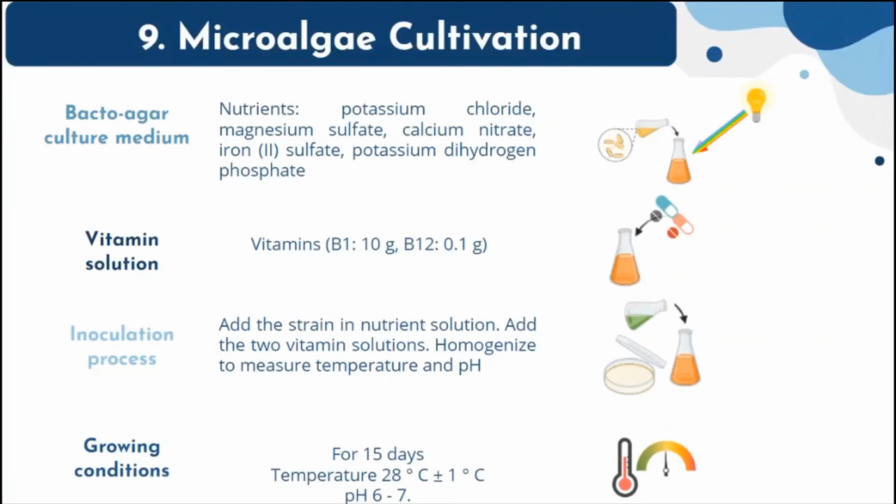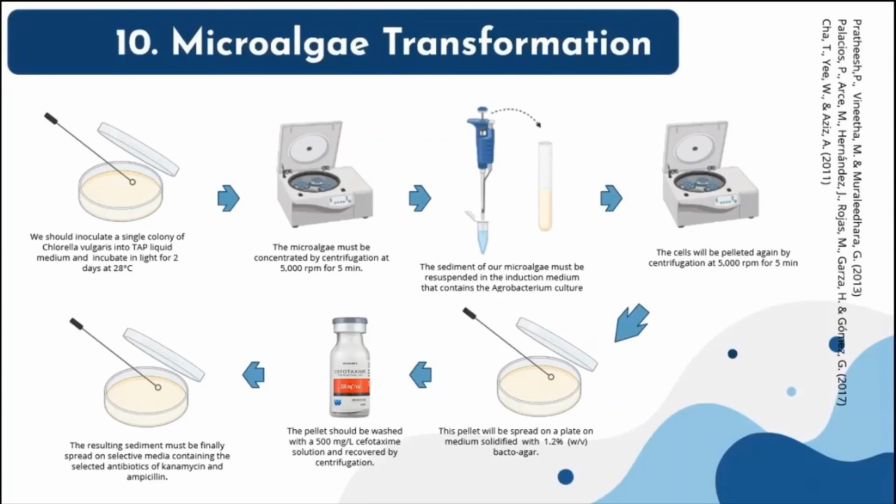For the transformation of our microalgae, a single colony of Chlorella vulgaris must be inoculated in TAP liquid medium and incubated in the light for 2 days. After this time, it must be concentrated by centrifugation, so that later the sediment is resuspended in the induction medium containing the Agrobacterium culture and incubated for infection for 30 minutes.